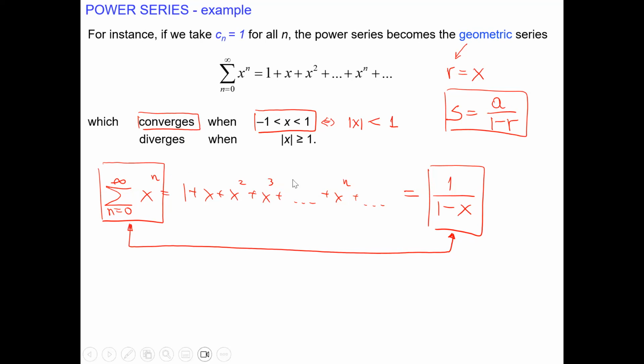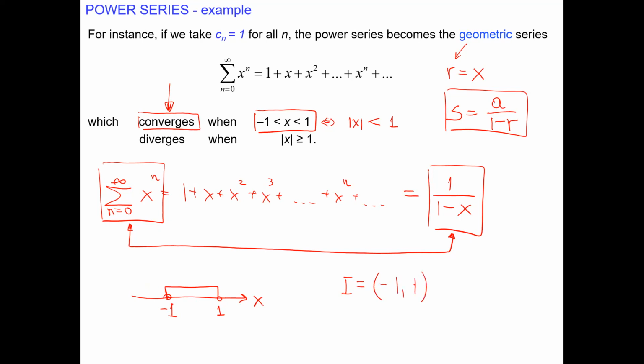Otherwise, if the x's are outside that interval, the power series diverges, but we're not interested. We're just looking at the convergence. And this will be the interval of convergence. If I draw this on the number line, the interval of convergence is just not including -1 and 1. That means that's the interval. And sometimes we will say I, the interval of convergence, is between -1 and 1.